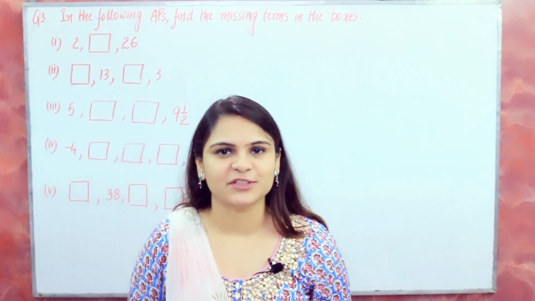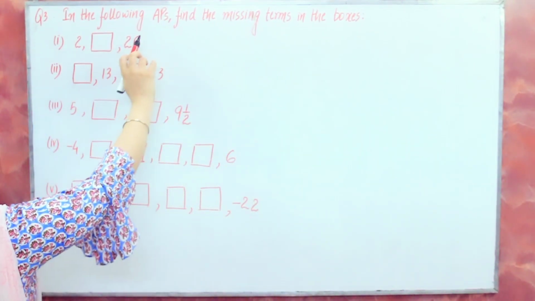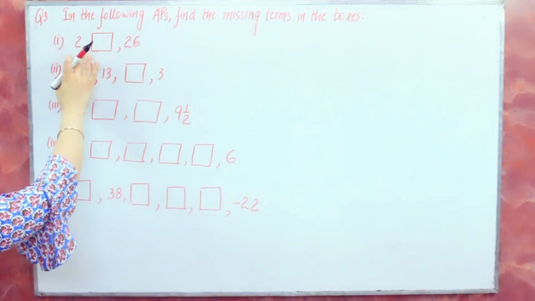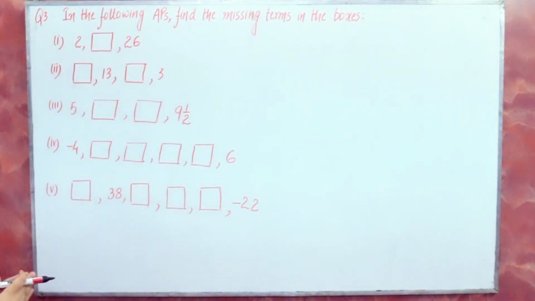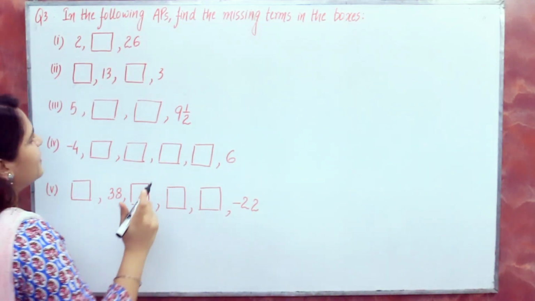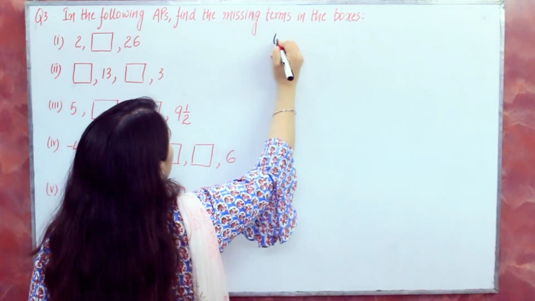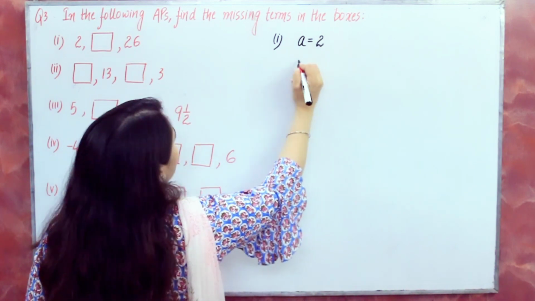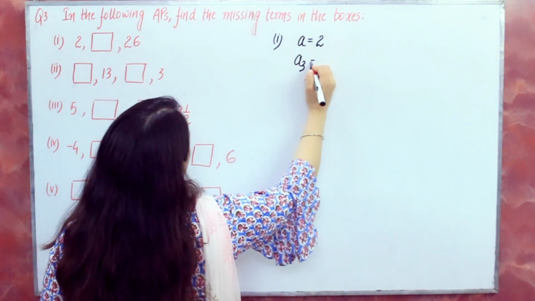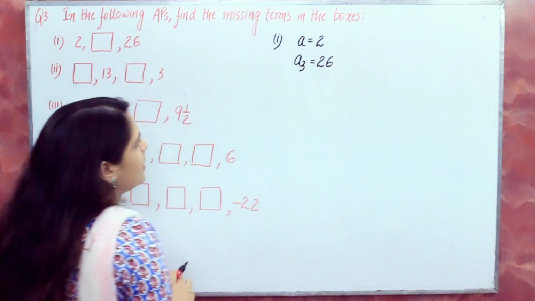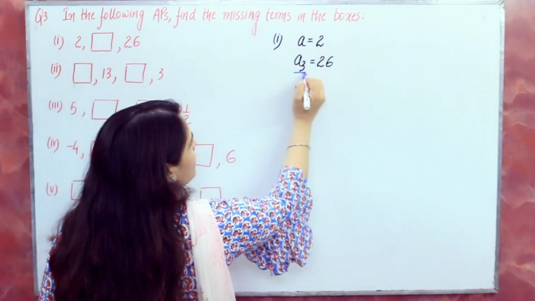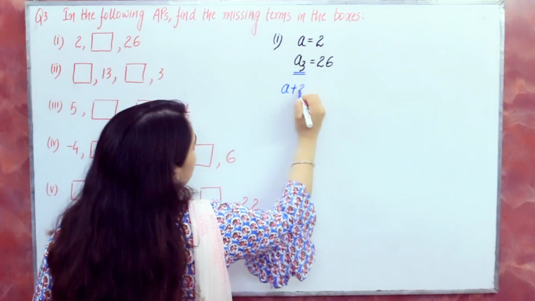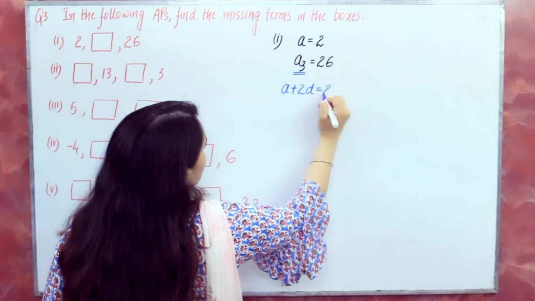Let's solve the third question of this exercise. In the following APs, find the missing term in the boxes. The first part is 2, then a missing term, and the third term is 26. So you have to find the second term. In this part we have the first term equal to 2 and the third term equal to 26. We can use the formula for this third term. The third term will be equal to a plus 2d is equal to 26.